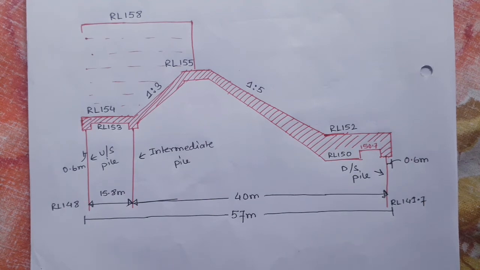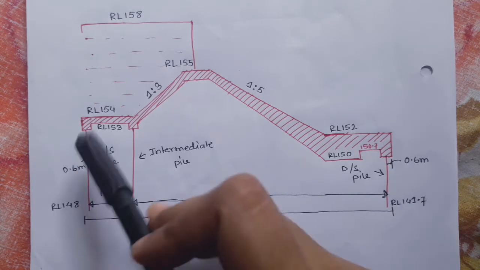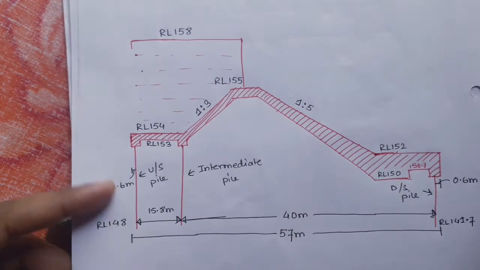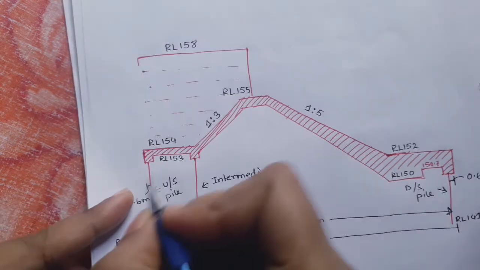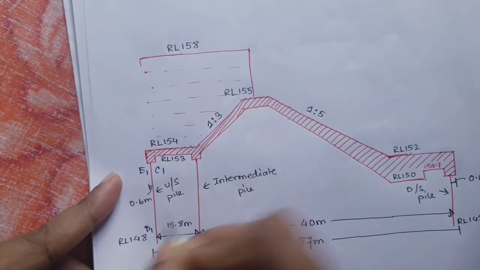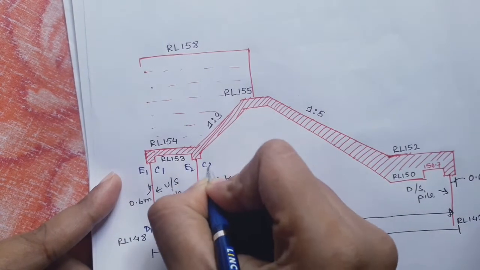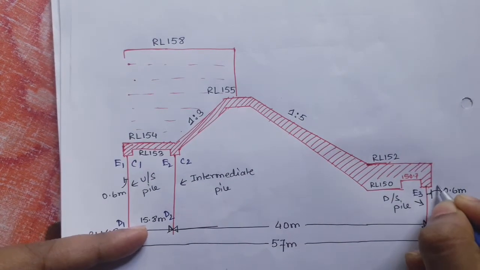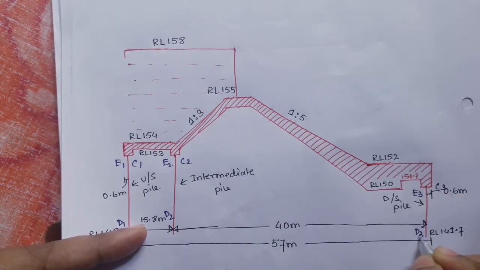So hello everyone. Today we will solve this problem with Khosla's independent variable equation. We will find out the pressure percentage at individual points of the sheet piles. So let me put all the pressure points at the sheet piles. Let's put D1, C2, D2, here this is E3, C3 and D3.